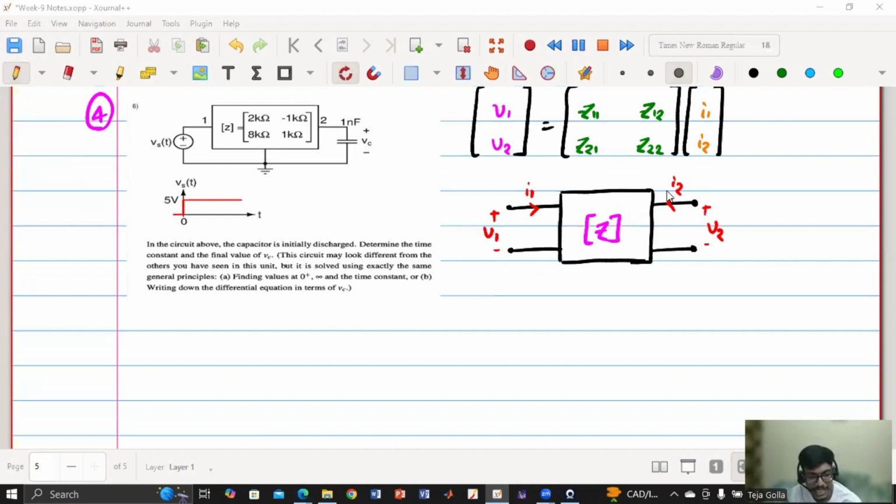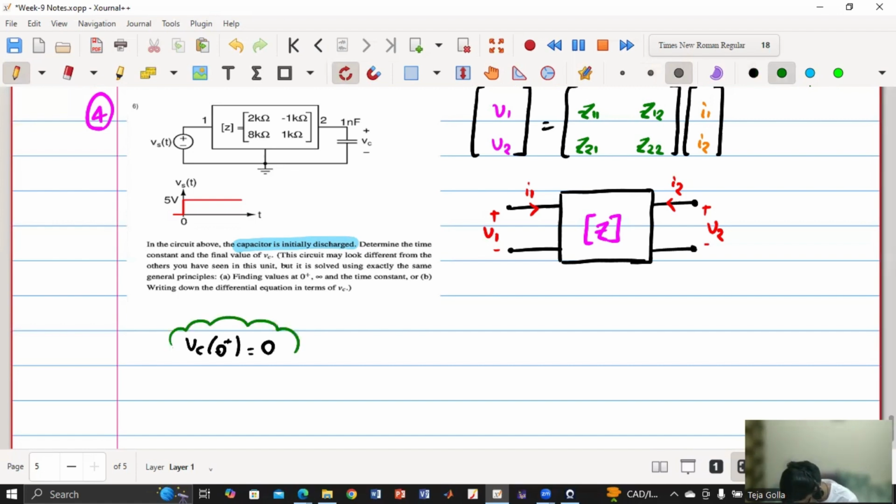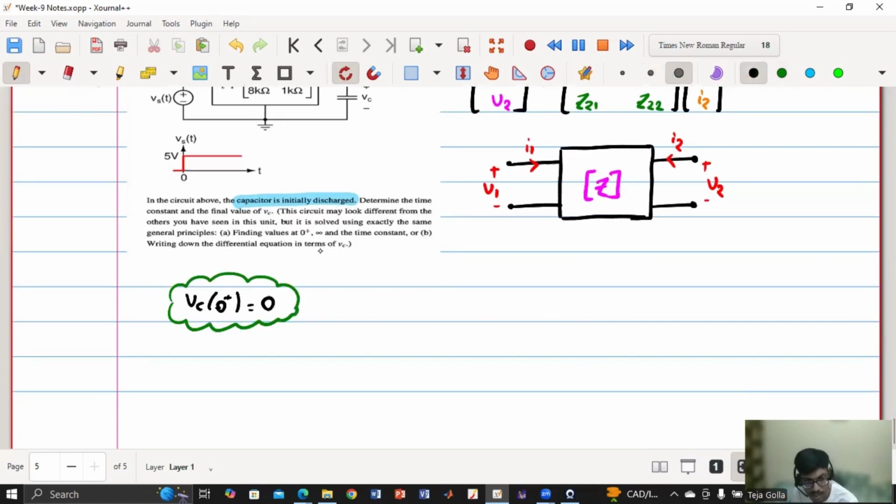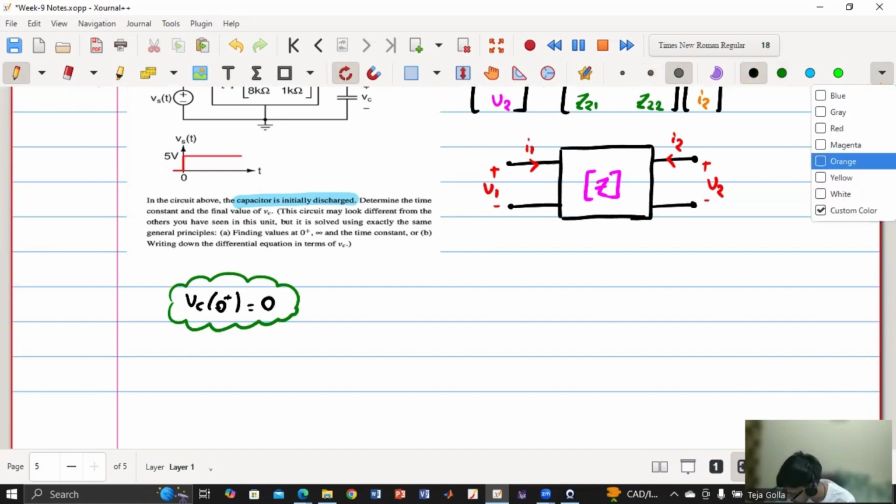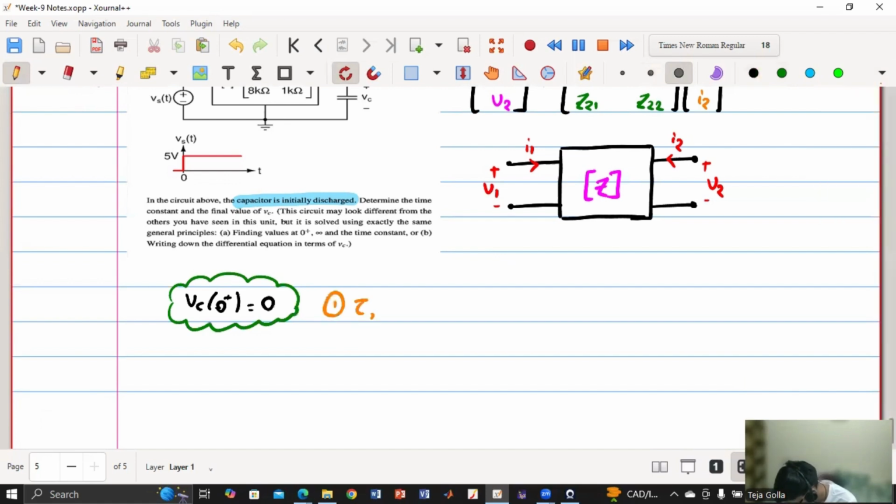So if you see, the capacitor is initially discharged. So this is very important. They have given the initial condition. So in this case, let me highlight it. So capacitor is initially discharged. So that itself will give me VC of 0 plus is 0. So this is what I am going to use. So initial condition is not needed. Initial condition is already given. So I have to find out two things from the steps that we have earlier defined. First, I have to find out time constant. Second thing, I have to find out VC of infinite. So these two things are to be found. Then I will get the expression for VC of t for any given time t.